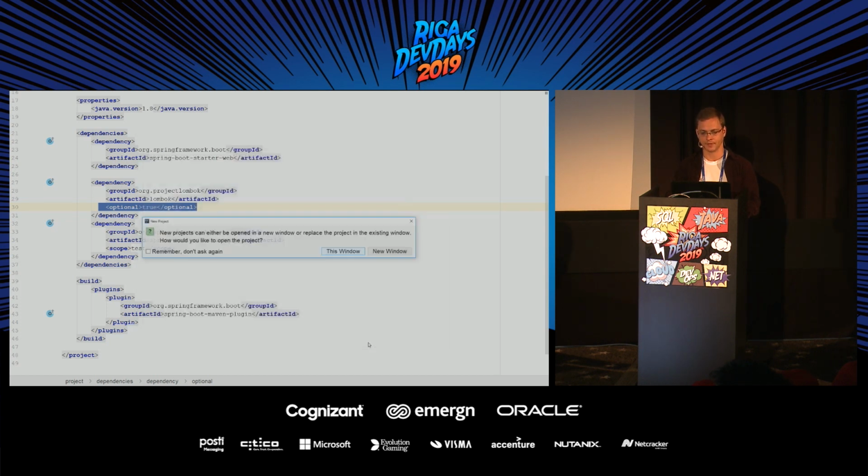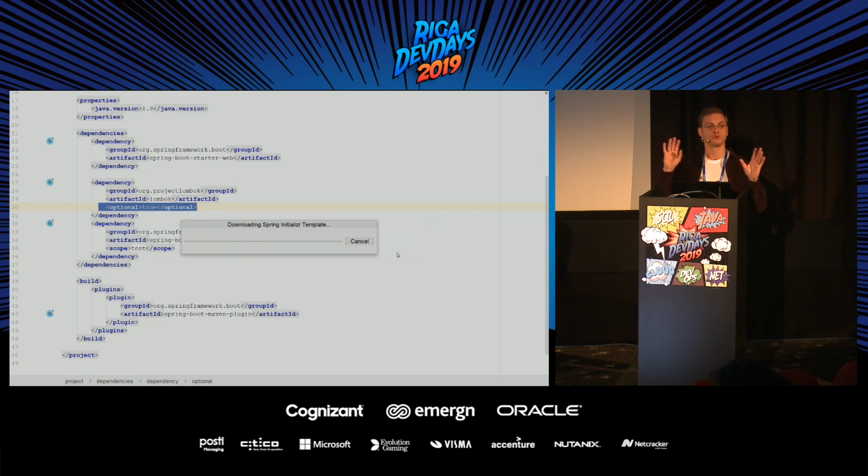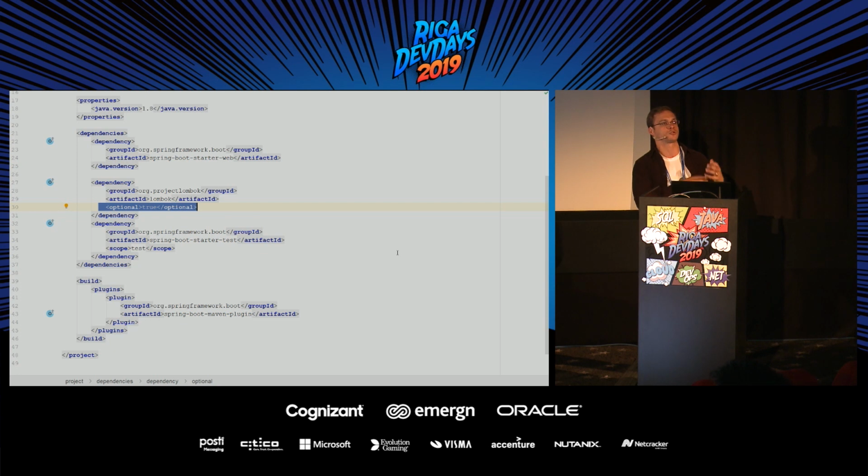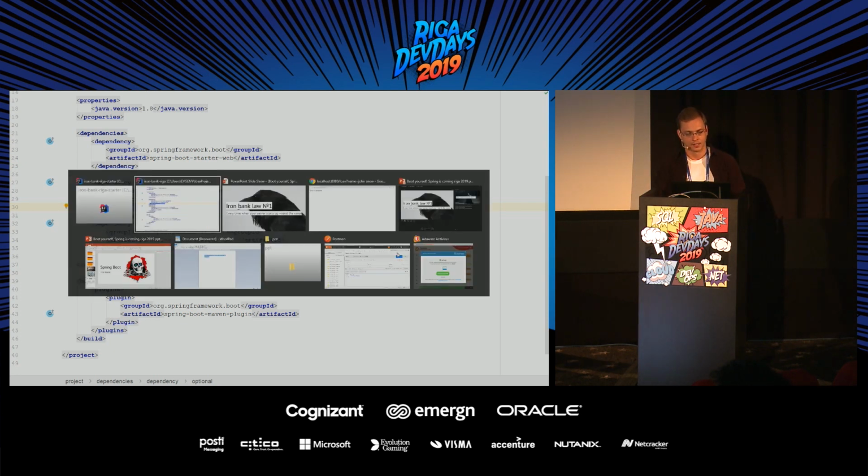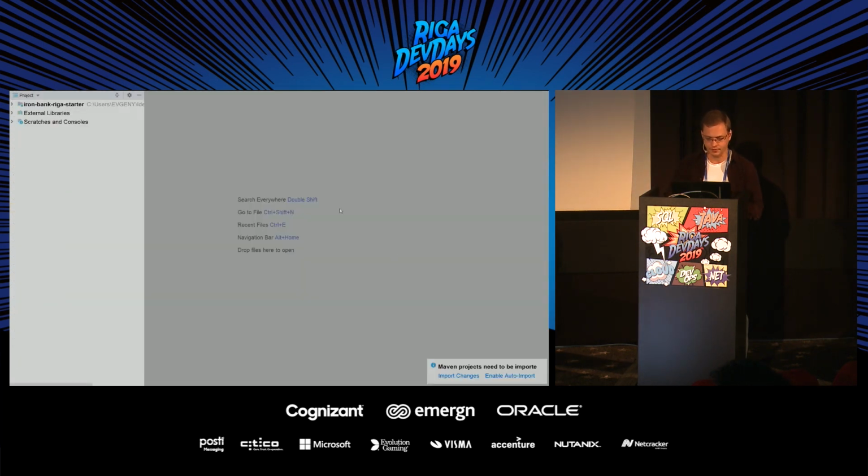Okay, let's create this one. New window. So now I will work with two projects. One is our project, and another one is our starter, which will help our project to do the common stuff. Where is it? Here it is.